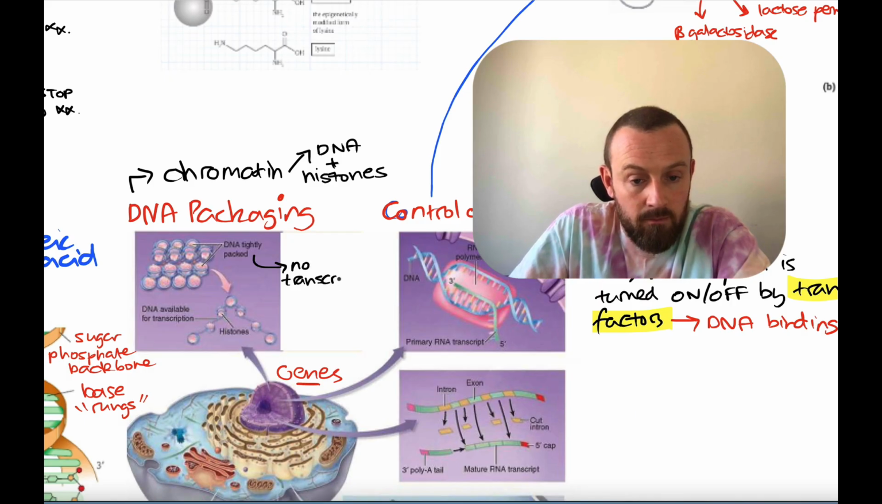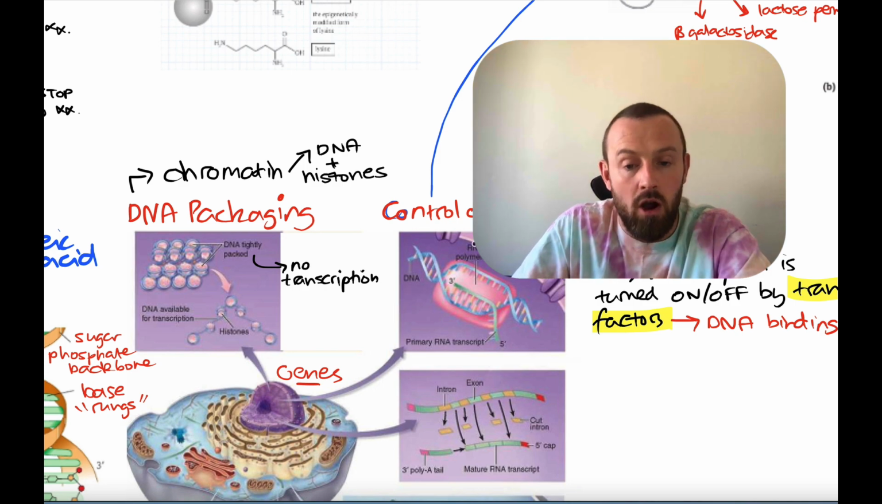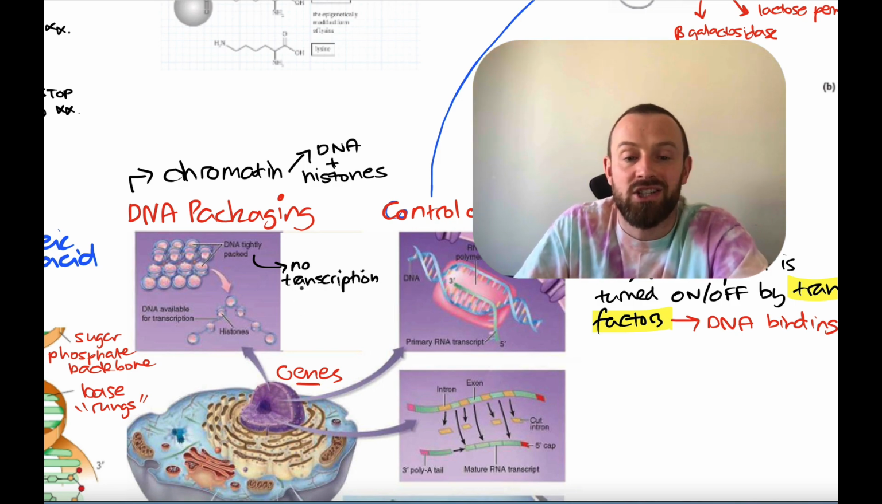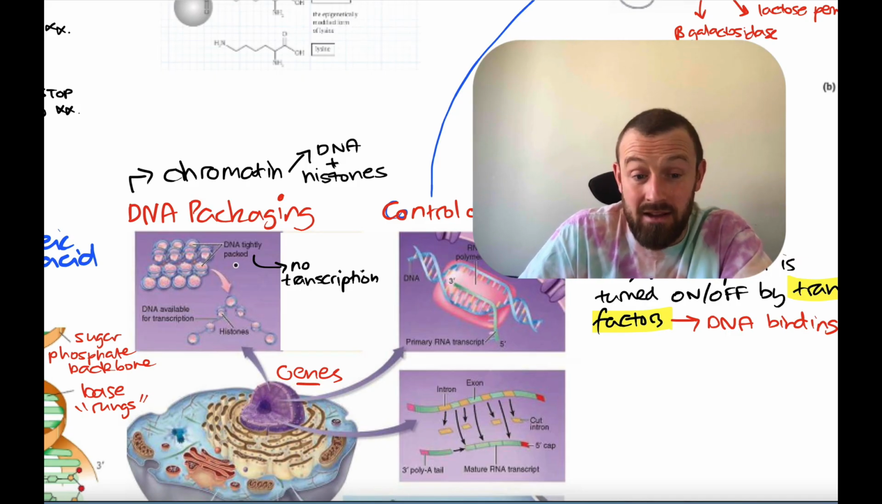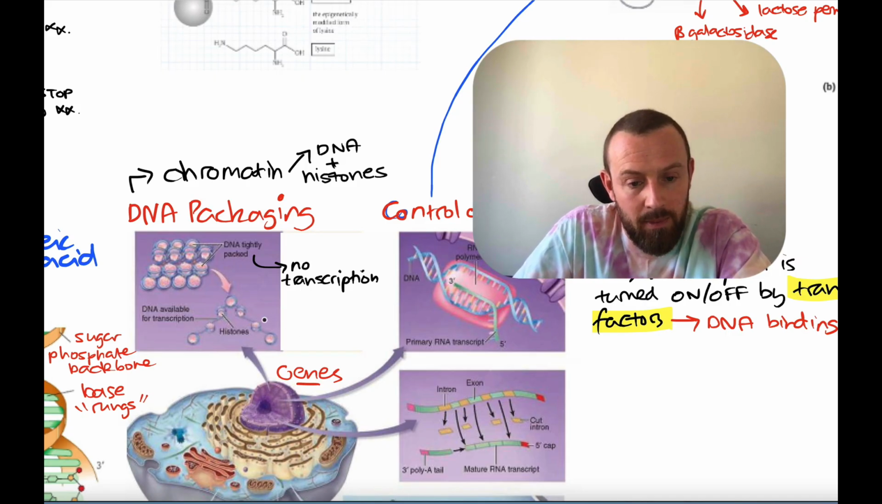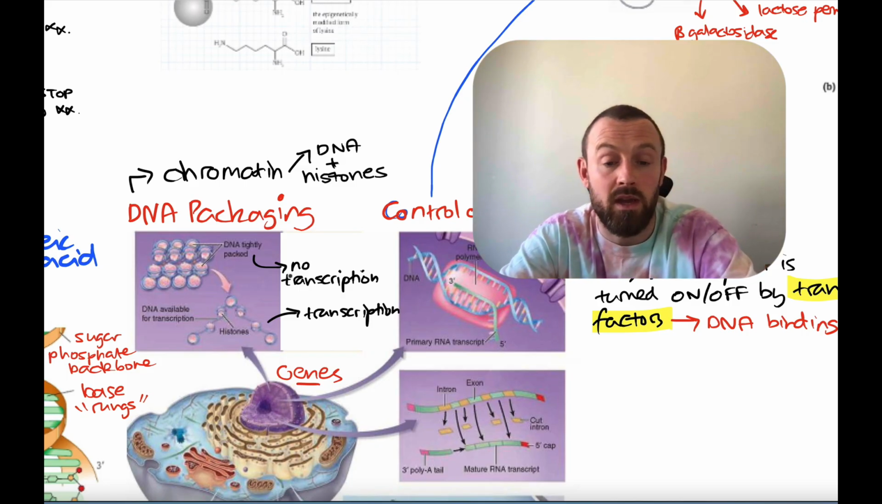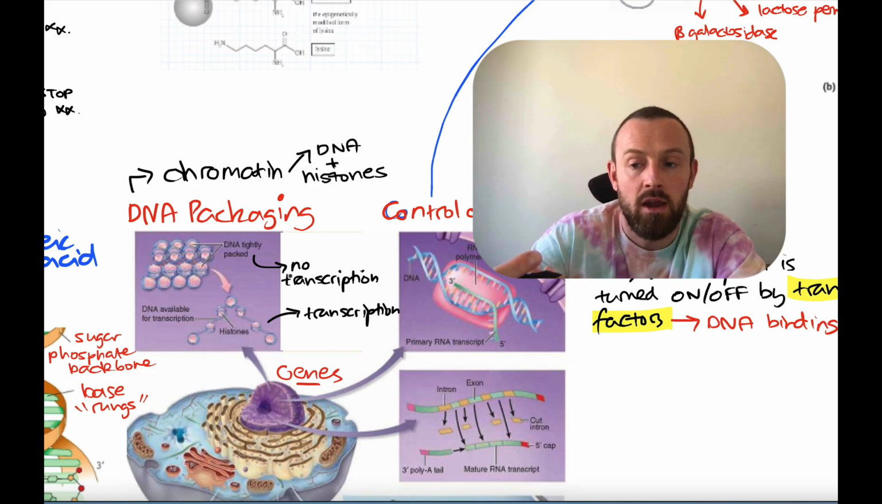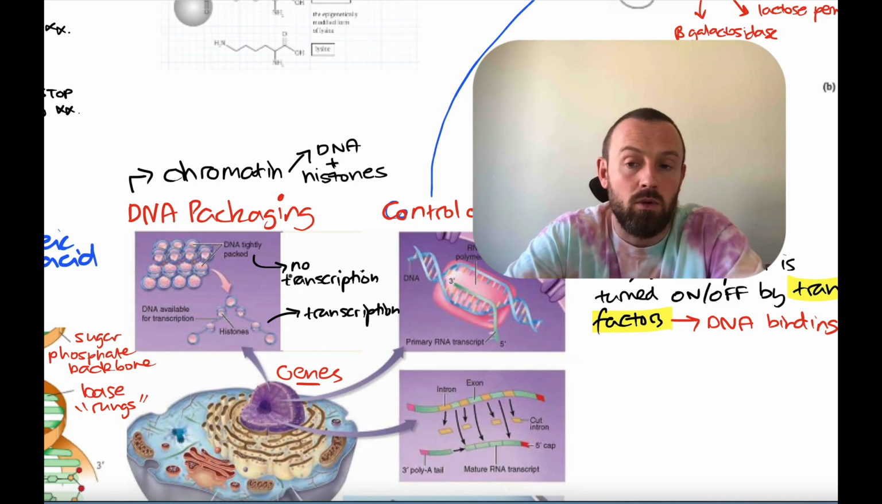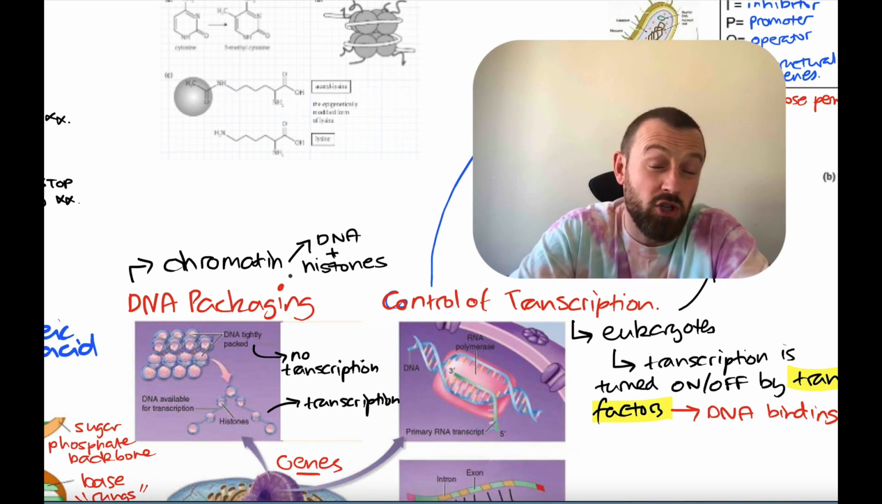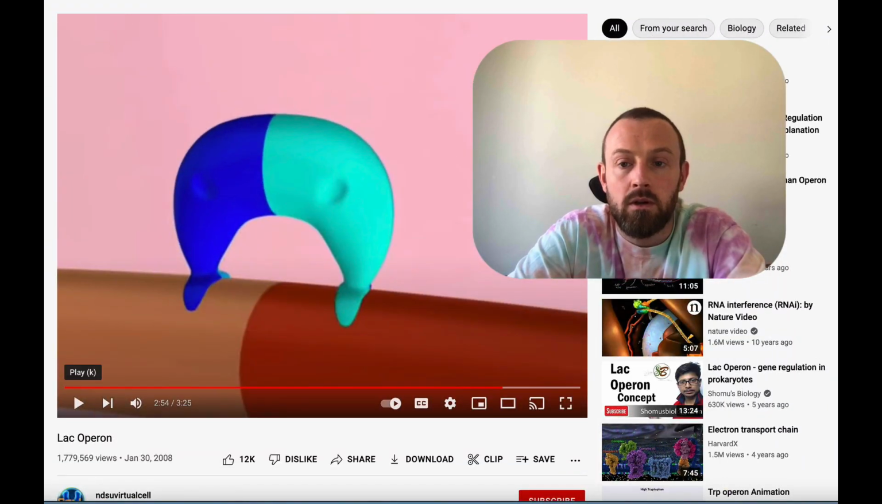Because basically, no enzymes involved in transcription, RNA polymerase for example, can actually access the DNA. And it's only if it's loosely packaged that we can get transcription. So controlling how tightly DNA is packaged is one way that we can either allow genes to be transcribed or expressed, or block their expression. Let's look at that animation now.